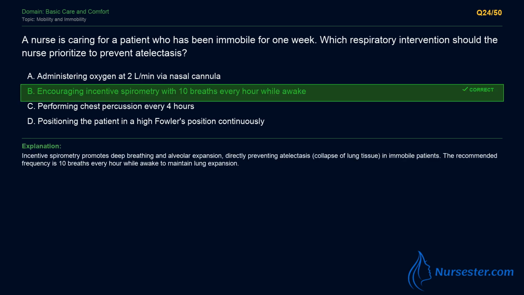The correct answer is B. Incentive spirometry promotes deep breathing and alveolar expansion, directly preventing atelectasis, collapse of lung tissue, in immobile patients. The recommended frequency is 10 breaths every hour while awake to maintain lung expansion.